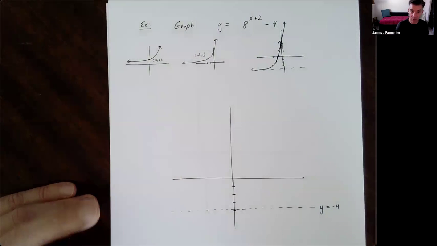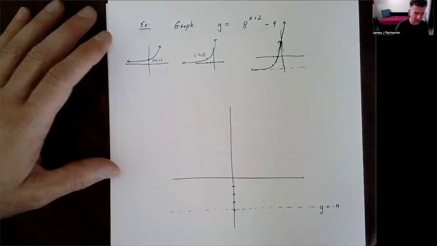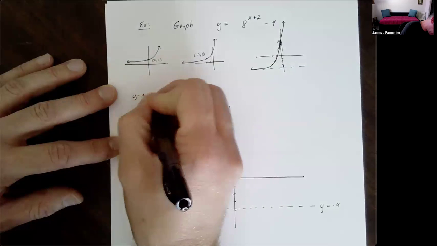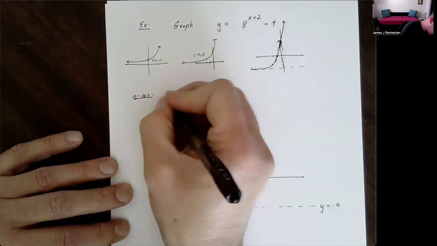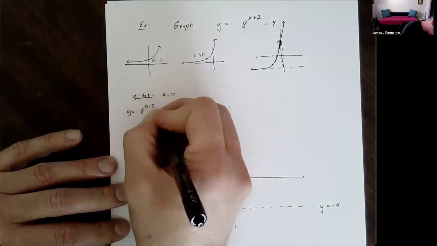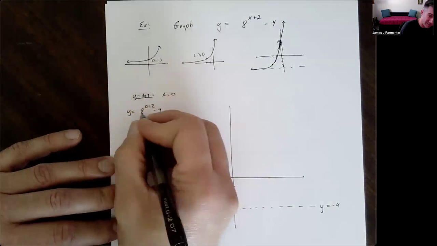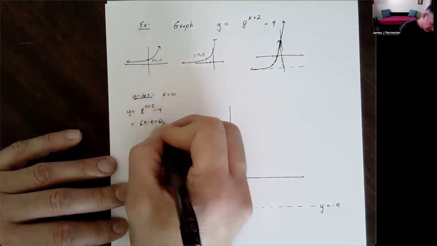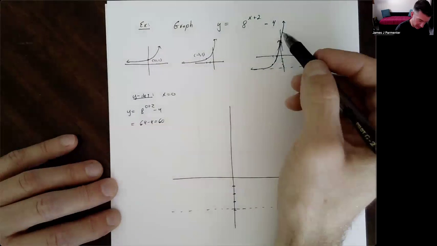And then I'm going to find my y-intercept and my x-intercept. My y-intercept is going to be really big, I mean big for a graph. If I set x equal to 0, I'm going to get y equal to 8 to the 0 plus 2 minus 4. That's going to be 8 squared, which is 64, minus 4, which is 60. Okay, so you can see why it looked like it wasn't ready to get there.